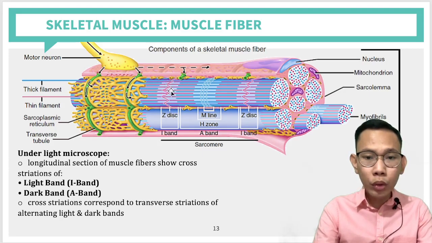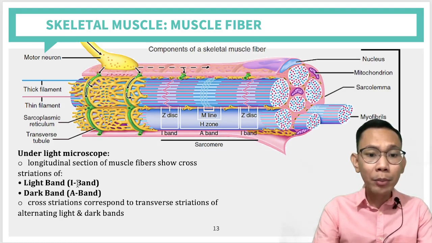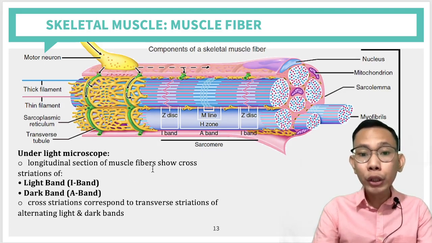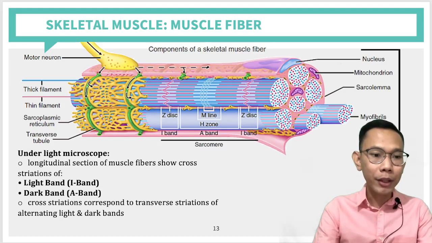This is the lighter blue. The darker blue, from this part up to this part, is now your A band. Again, this is the A band, from this one up to this one. The darker blue refers to the dark band, or your A band. Under the light microscope, you can see the presence of your light band, or I band, and dark band, or A band. Cross striations correspond to the transverse striations of your alternating light and dark bands. This is the reason why you can see striations in your muscle fiber.